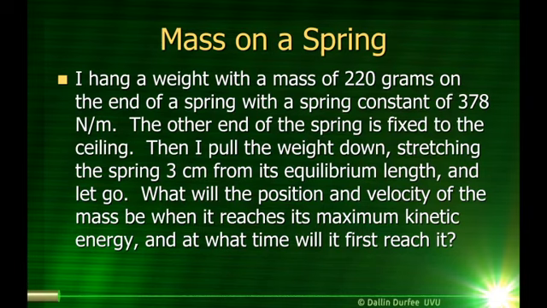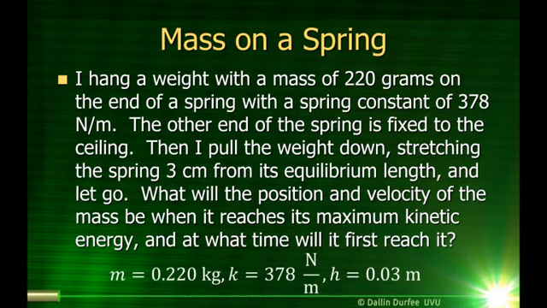Now I'm going to ignore gravity again because we said gravity is just like moving our equilibrium point. It doesn't really matter that much for this problem. So here are my givens. I'm given the mass, I'm given the spring constant, and how far I pull it down before I let go. And what I'm trying to find is the position and velocity when it has its maximum kinetic energy, and at what time it first reaches that point.